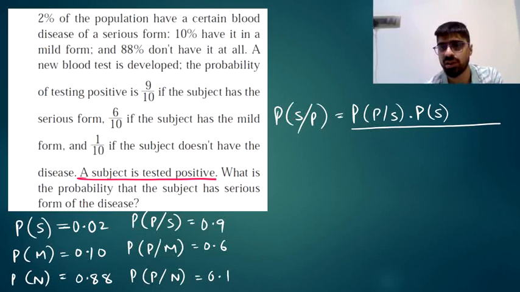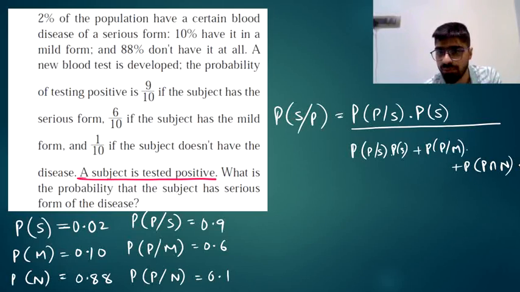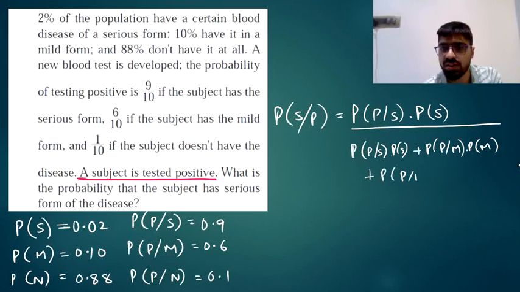How can a person get tested positive? He can get tested positive if he has the serious form, or if he has the mild form, or if he does not have the disease. In all these three cases, he can get tested as positive. So P of P intersection S, write it as P of P given S into P of S. Then P of P given M into P of M. Similarly, the last term, P of P intersection N, is P of P given N into P of N.